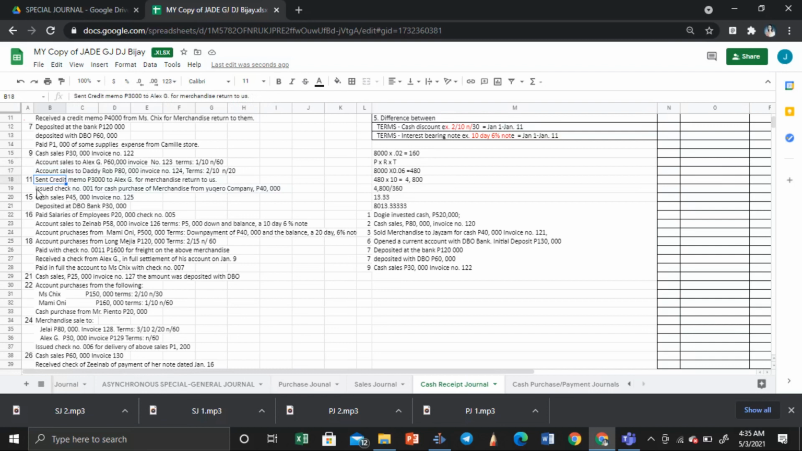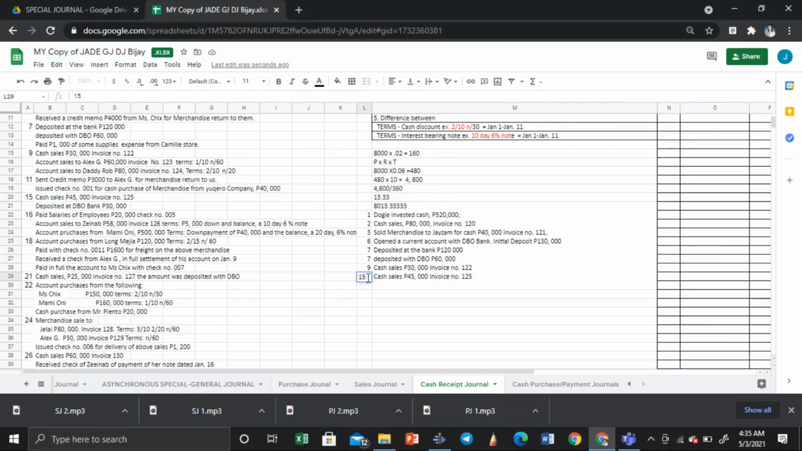It is a returned merchandise, not included. Issued check number 001 for cash purchase of merchandise from Ukero Company. It is a purchase of merchandise, not included. Cash sales, ayan, 45,000. Invoice number 125. Cash sales po yan. Copy natin and then paste here, January 15.